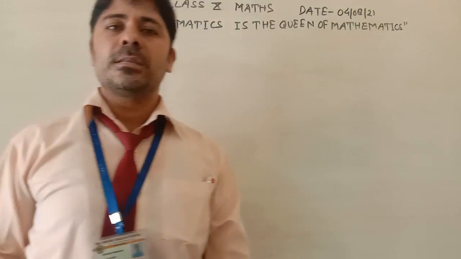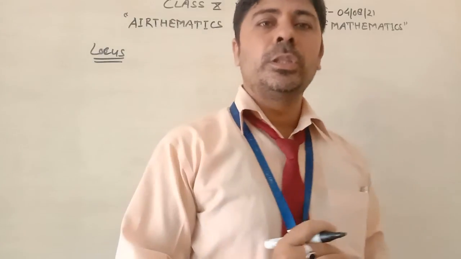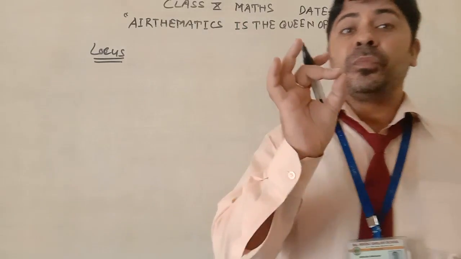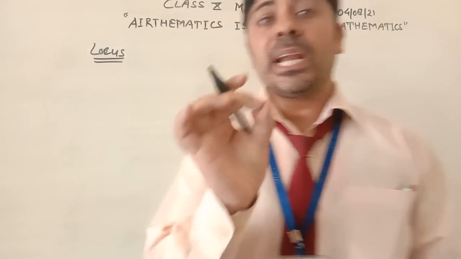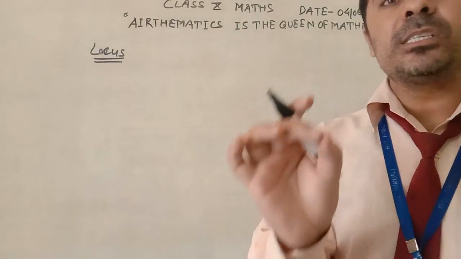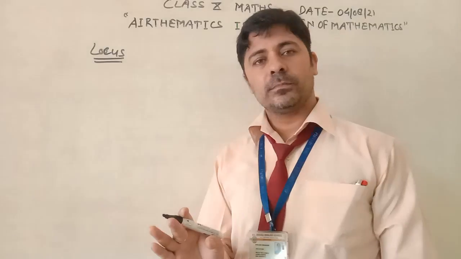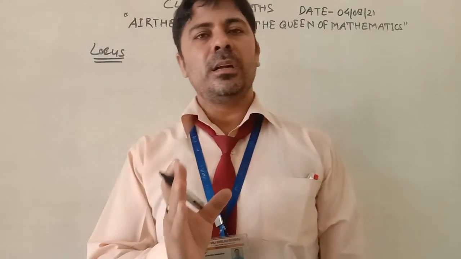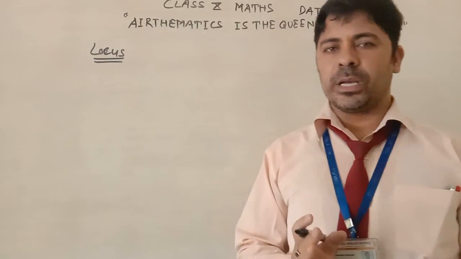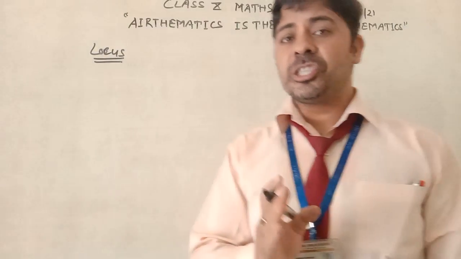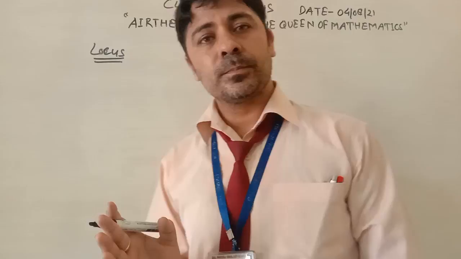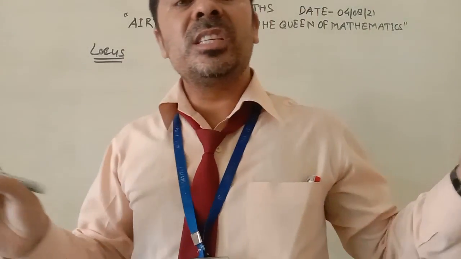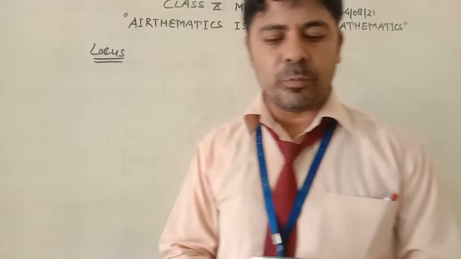In earlier classes, you studied about the locus. What is the locus? The path traced by a moving point is known as the locus. You studied this definition in earlier classes. It means the path traveled by a moving point is known as the locus of that point.